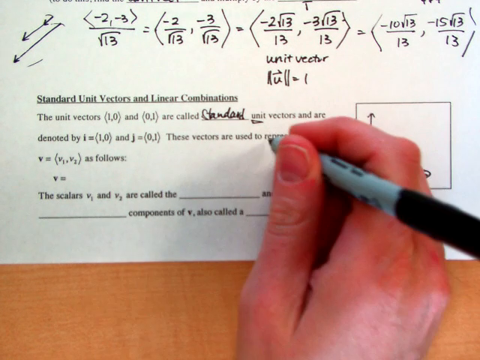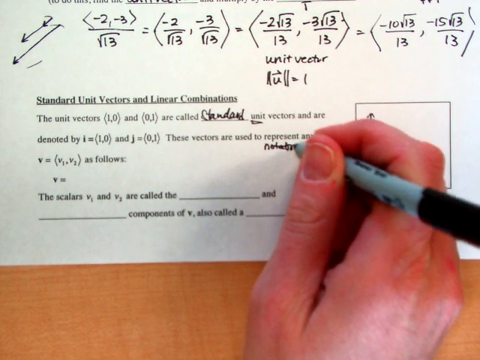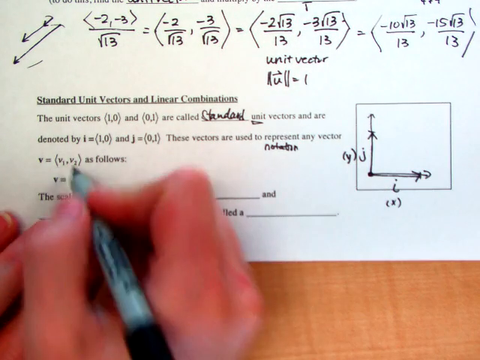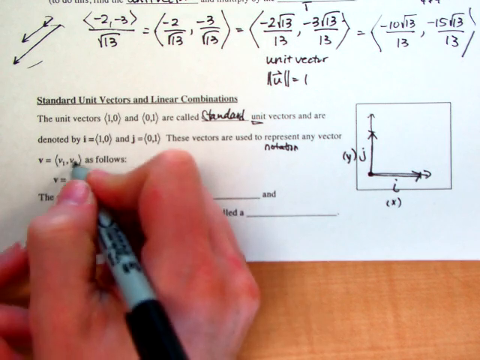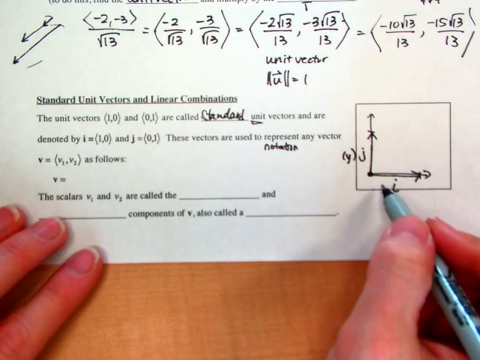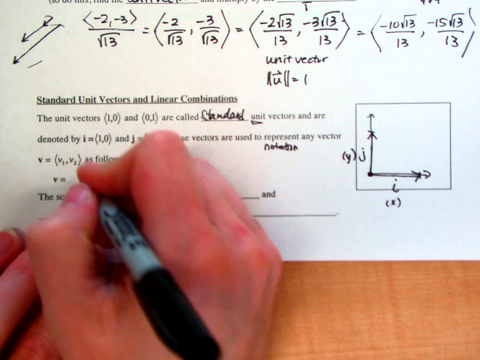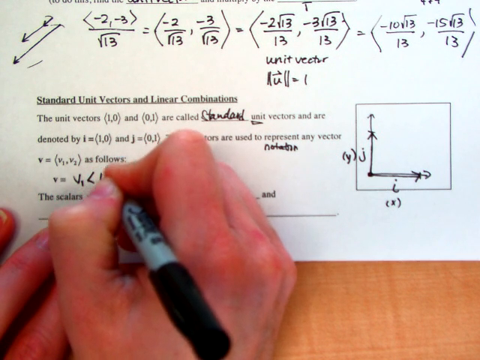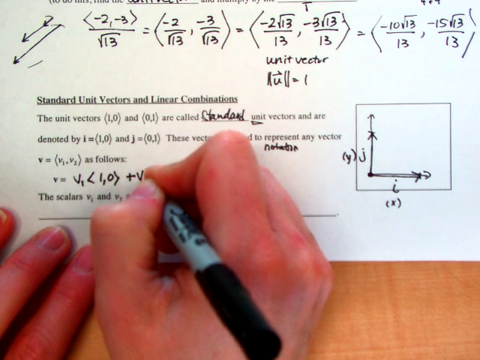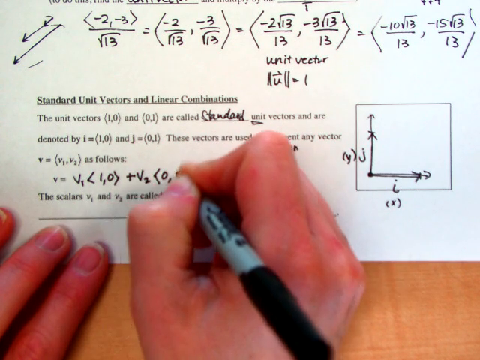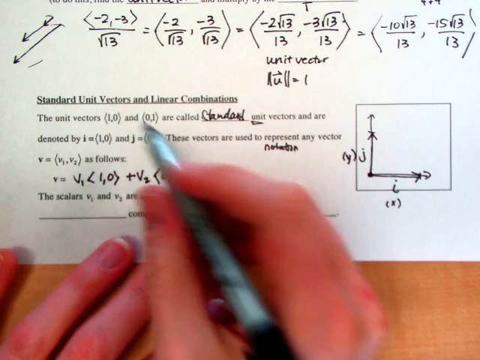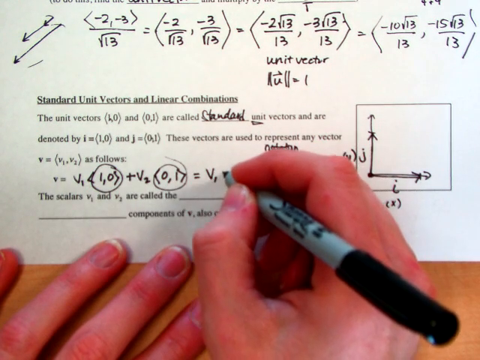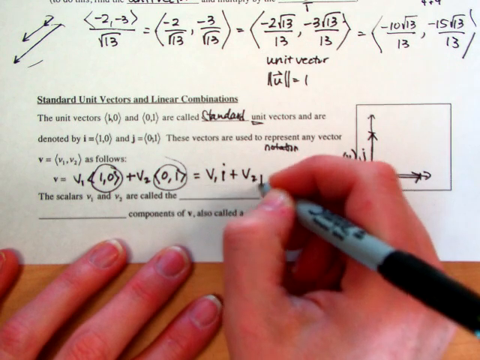So when it says represent, this is just notation. There is no new math here. This is all just how to write it differently, okay? So here I have this vector with an x and a y, a v1 and a v2. And if I wanted to write it with i's and j's instead, I would just take each of the parts of the component and we're going to multiply it by its standard unit vector. So what happens is, since this is i and this is j, it just turns into v1i and v2j.